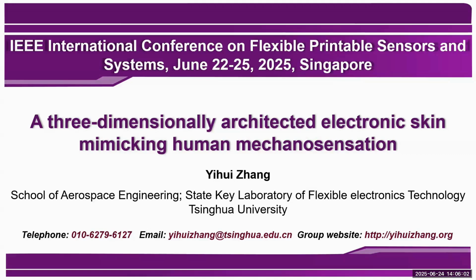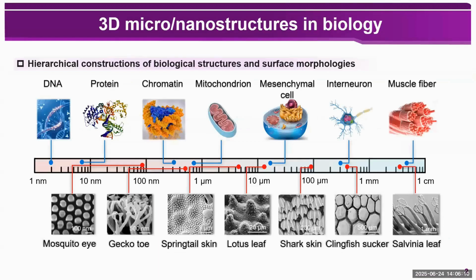So today I'm going to talk about a recent work of my group on the development of bio-inspired electronic skin. Well, we know that most biological systems and human organs have very complex while delicate 3D construction at the micro and the nanoscale, such as the double helical nanostructure of DNA, the spatially folded protein structure, ellipsoid-shaped mitochondrion, and tree-shaped interneuron. These micro and nanostructures not only form naturally in biology, but also provide the most essential functions.